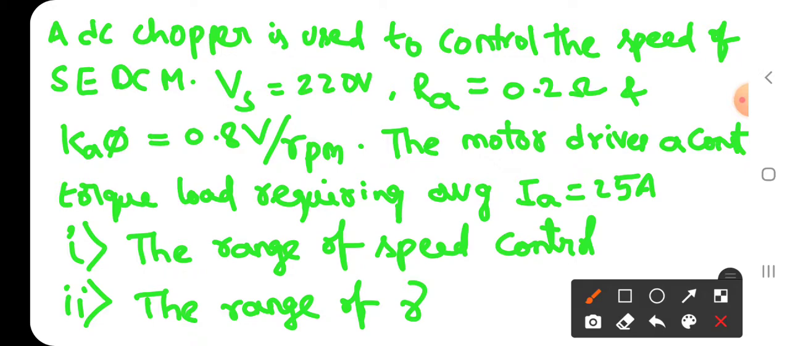Already we solved this kind of problem. How do we solve? For the range of speed control, in the sense minimum speed we assume as 0 and maximum speed we find. For the range of duty ratio, maximum duty ratio we assume, that is 1, and the minimum duty ratio we find.